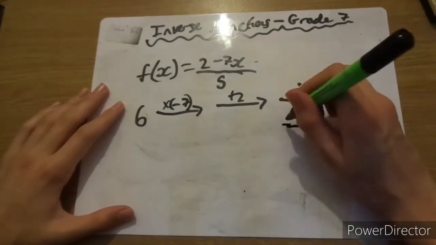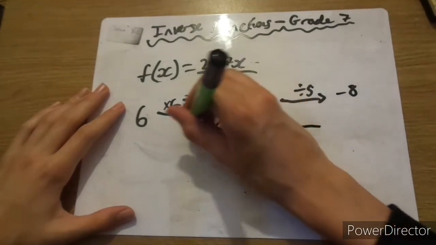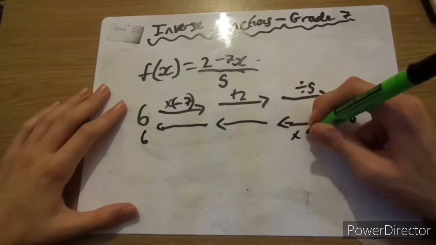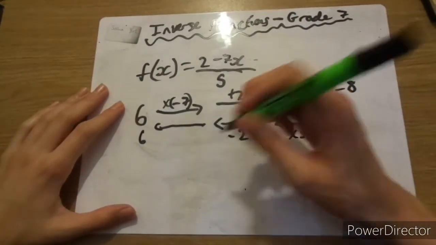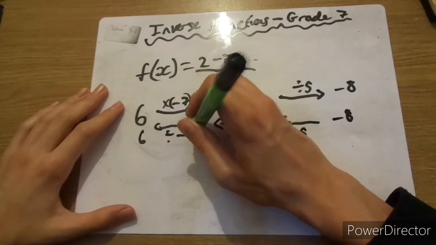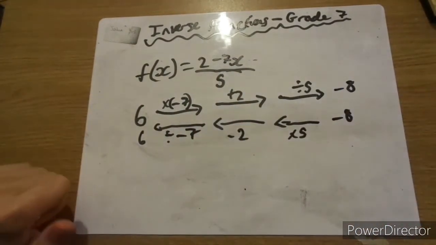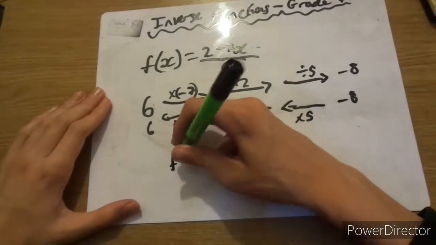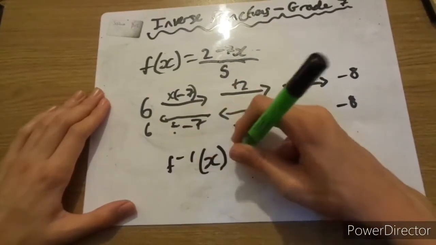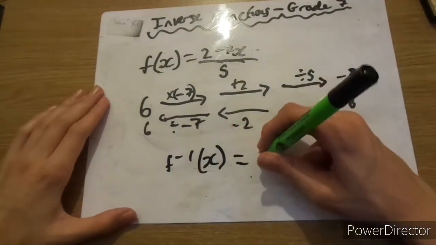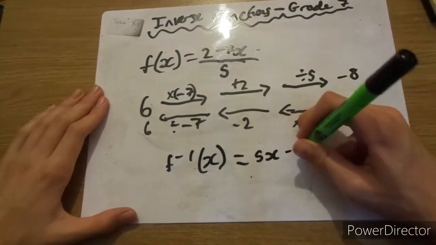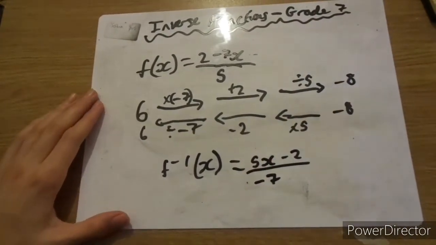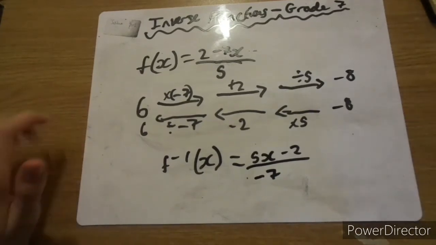And then the other way of doing the inverse, you've probably forgotten the inverse functions, is you've got to get from minus 8 back to 6. So you times it by 5, you minus the 2, then you divide by minus 7, and that will give you the same answer as before. So if we rewrite it, f to the power minus 1 of x is equal to 5x minus 2 over minus 7. It's exactly the same as the other method.